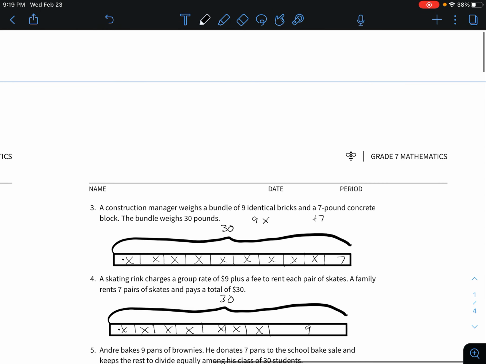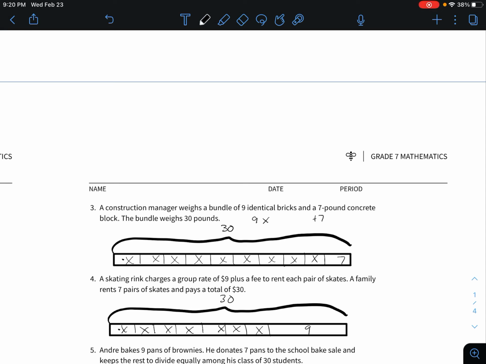Okay, next one, it says a construction manager weighs a bundle of 9 identical bricks and a 7-pound concrete block. The bundle weighs 30 pounds, so 30 is the total weight. The weight is made up of the 9 bricks and then the 7-pound concrete block. Okay, so we've got 9 X's here, and we have 7. That's representing all the items that are being added to make the weight of 30.